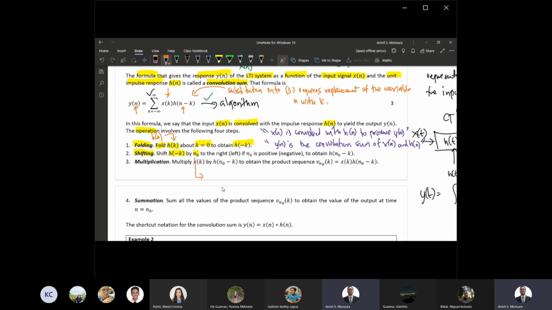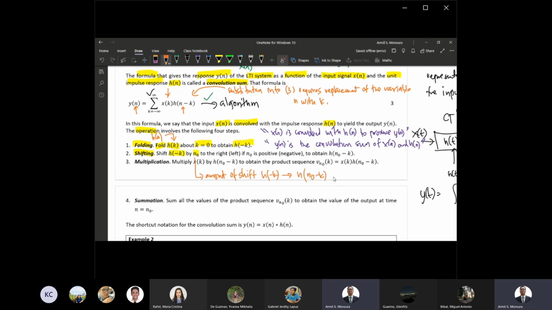Okay, pero may importanteng role na i-play yung value ng n of 0 sa algorithm natin. Okay, so then this is the n of 0 here is the amount of shift to be done, okay, for h of negative k. Okay, so just remember that since we will be shifting h of k by n0. Okay, so this becomes h of n0 minus k.